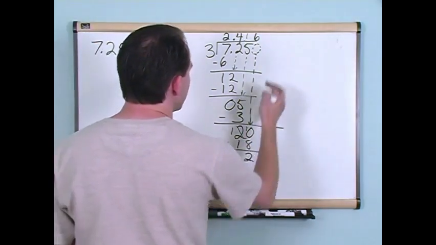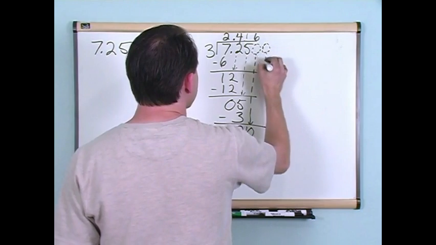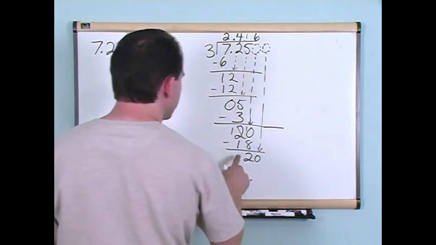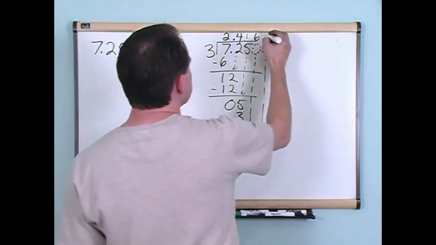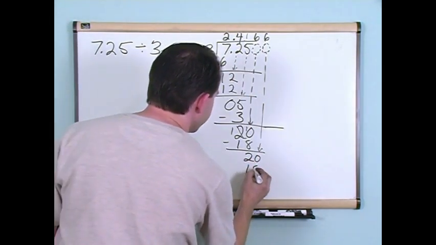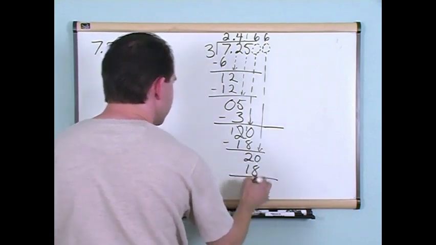Can 3 go into 2? Well, no, it can't, so I add another 0. I drag it down, put a 0. Here I had a 20, now I have another 20. 3 goes into 20 again 6 times because 6 times 3 is 18, and the same thing is going to happen. I'm going to have 2 left over.